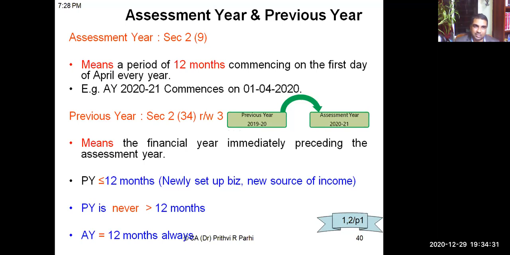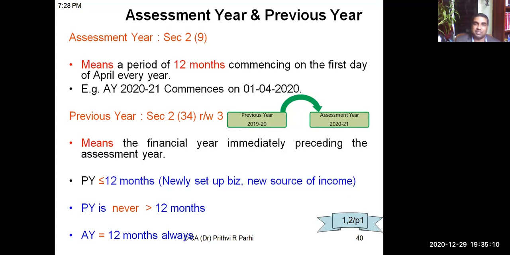As you can see, assessment year is defined in section 2, clause 9. Can you read the definition? Assessment year means a period of 12 months commencing on the first day of April every year. Full stop. That's it. It means exhaustive definition. It means a period of 12 months. That means assessment year is always 12 months. In no situation can assessment year be more than 12 months or less than 12 months.